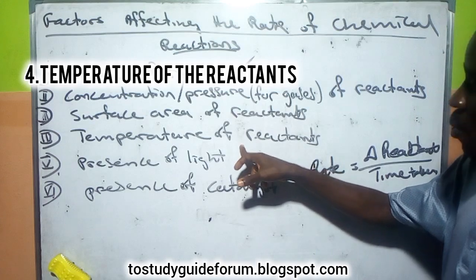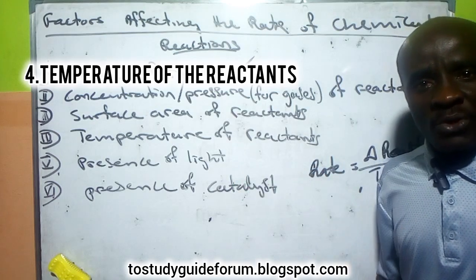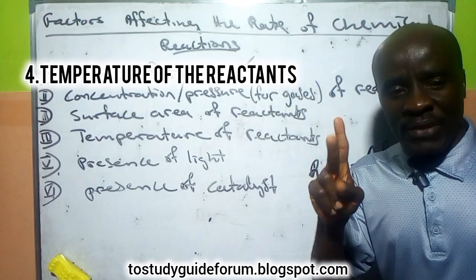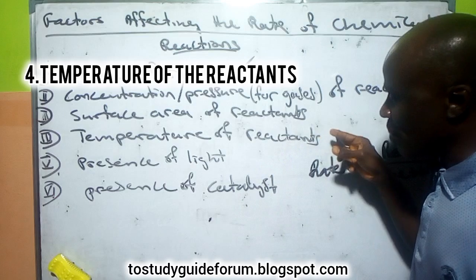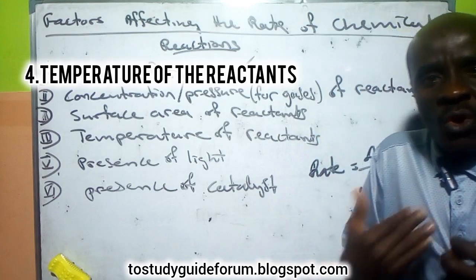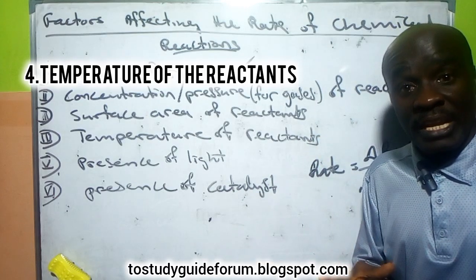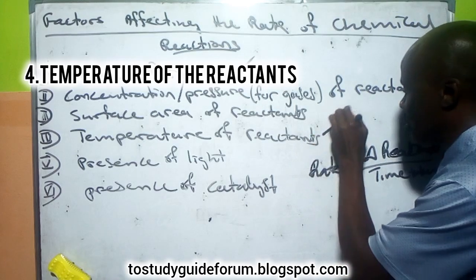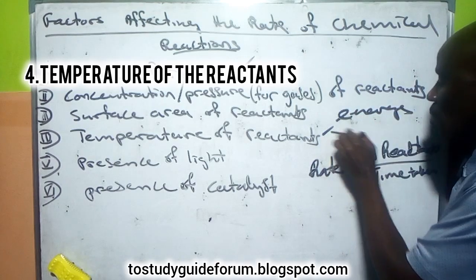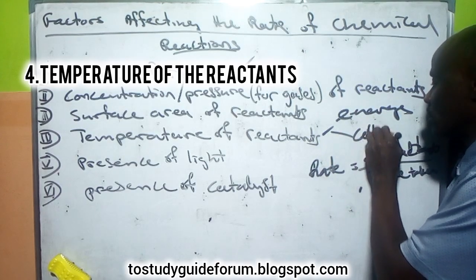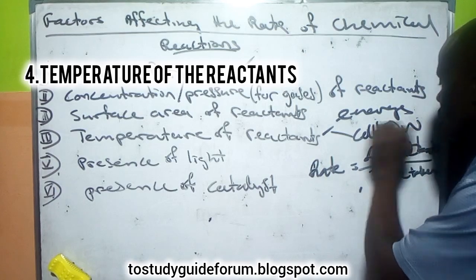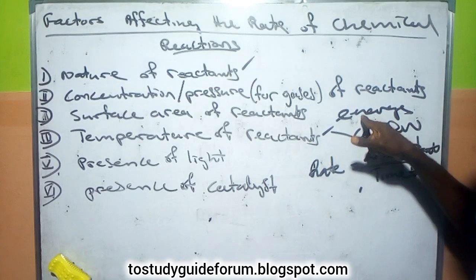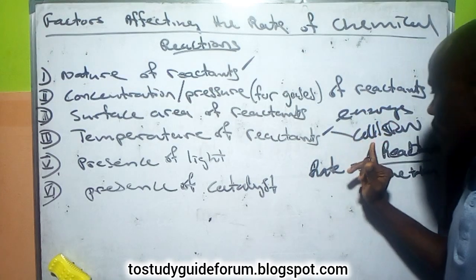Now we move down to the temperature. What does temperature influence? It influences the frequency of the collision, and the second one is the energy content. These are the two things the temperature influences. Increase in temperature increases the collision and also adds more energy for the reaction to take place. Note that here we have two things that it influences: the energy, and the frequency of the collision. So temperature plays a very important role by influencing the energy content and the frequency of the collision.